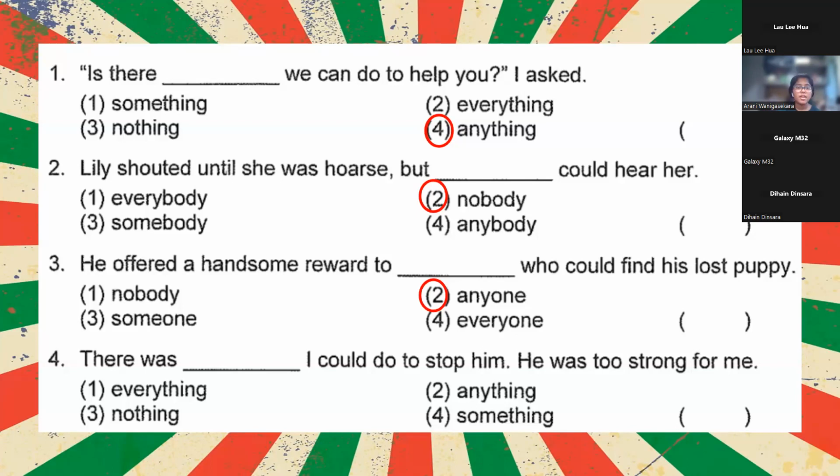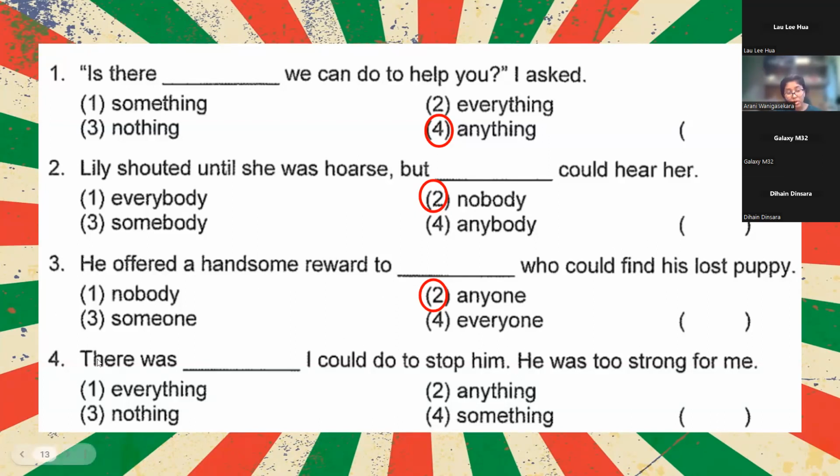So basically, he's trying to offer a handsome reward to anyone, any person who can find his lost puppy, right? So you can't say someone, but you have to use the word anyone. Again, he offered a handsome reward to everyone who could find his lost puppy. Is that correct? No, right? So you have to use the word anyone.